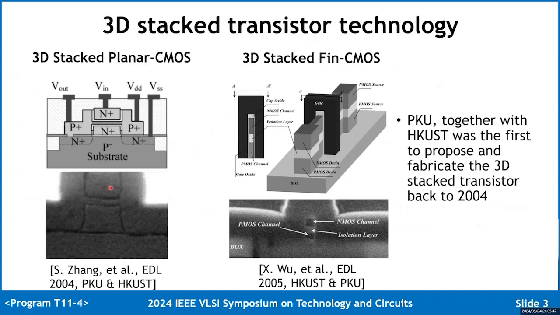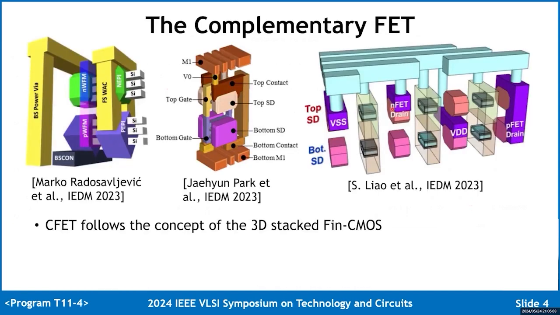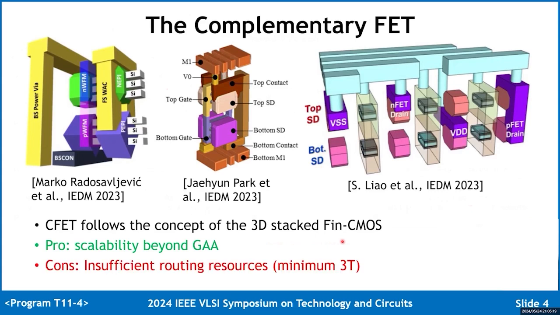Let's take a look at the history. Back in 2004, our Peking University, together with Hong Kong UST, was the first to propose the 3D stacked transistor, including the stacked planar CMOS and the stacked thin CMOS. The complementary FET, one of the most popular research stacked FET technologies, follows the concept of 3D stacked thin CMOS. It has great scalability beyond the gate-all-around FET. However, due to the lack of routing resources, the scaling of CFET standard cell ends at minimum 3 tracks.